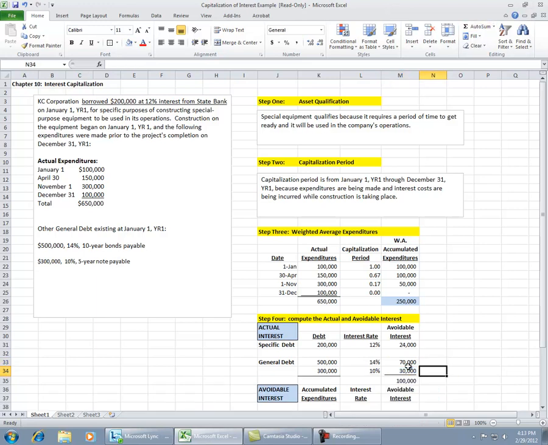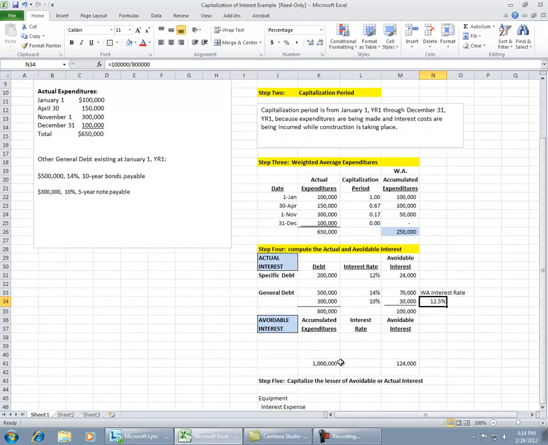Now what I'd like to do is get a weighted average interest rate on the general debt because I have a 14% loan and a 10% loan, but the 14% is weighted higher because it's going to have 500,000 of debt attached to it, and the 10% will be lighter because it's only got 300,000 attached to it compared to the 500,000. So to get that weighted average interest rate, I'm going to take the total interest and I'm going to divide that by the total debt. The total debt is going to be 800,000. So the weighted average interest rate is 13%. If we bring that out a decimal point, it's going to look like 12.5%.